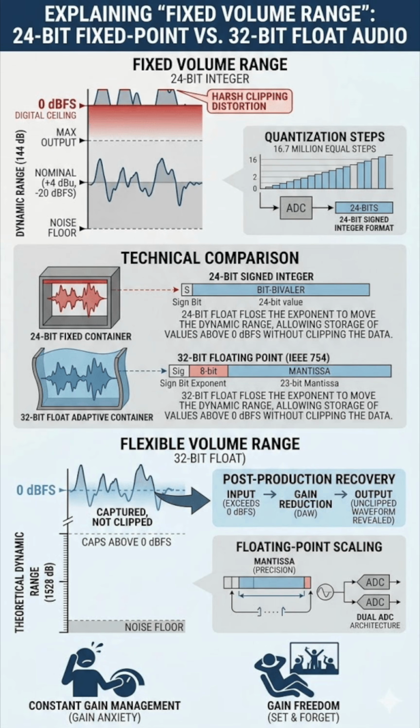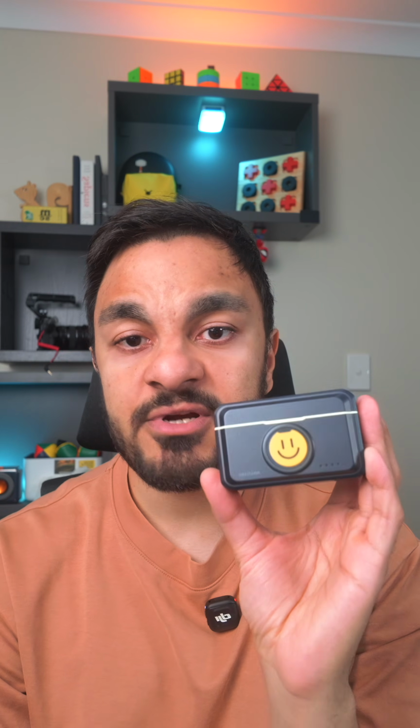The 24-bit float uses a fixed volume range. It already captures more than enough for professional audio, but you need to set the gain correctly before recording and also position it in a very good place, otherwise it won't pick up your audio clearly.